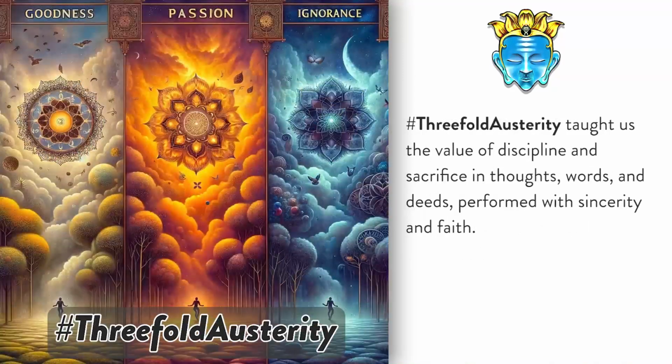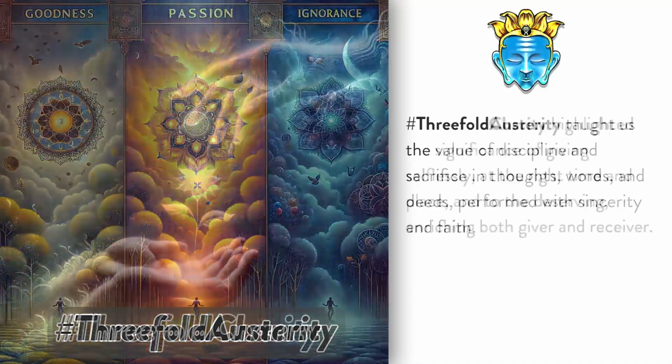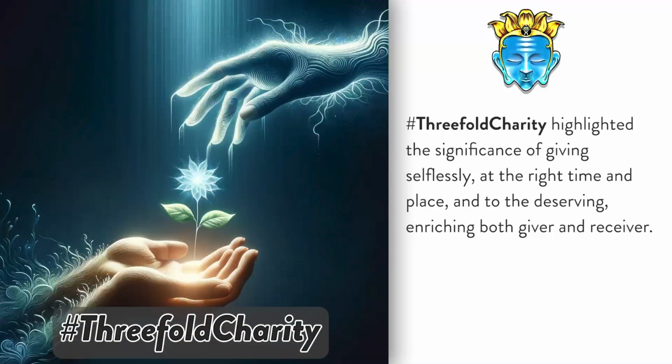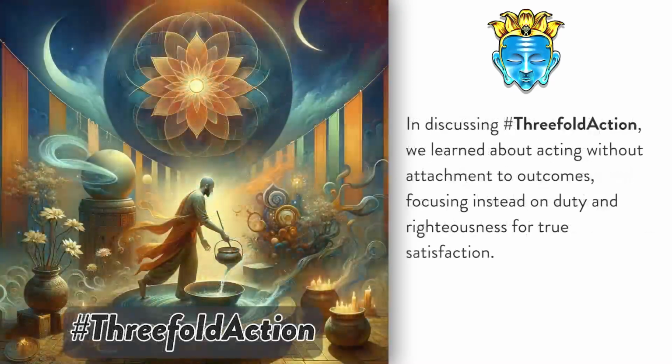Threefold Austerity taught us the value of discipline and sacrifice in thoughts, words, and deeds, performed with sincerity and faith. Threefold Charity highlighted the significance of giving selflessly, at the right time and place, and to the deserving, enriching both giver and receiver. In discussing Threefold Action, we learned about acting without attachment to outcomes, focusing instead on duty and righteousness for true satisfaction.